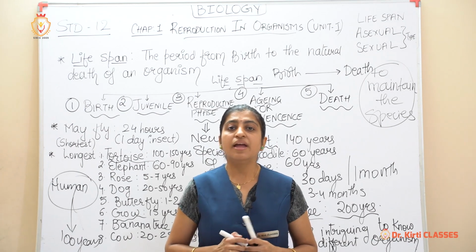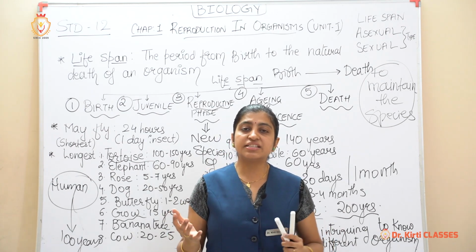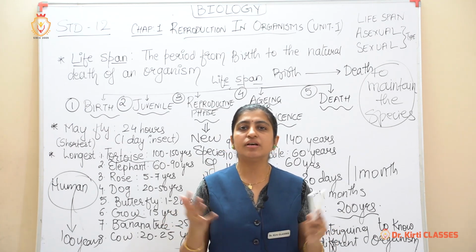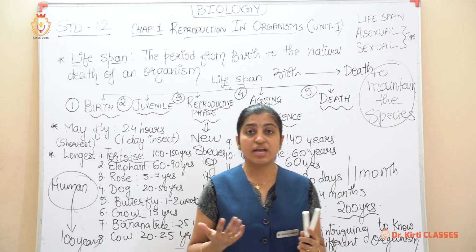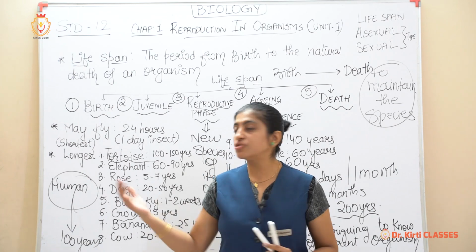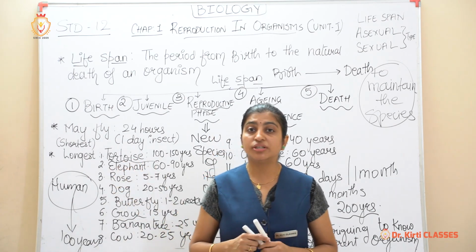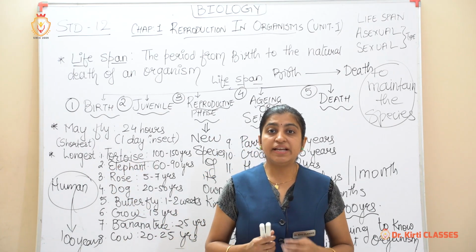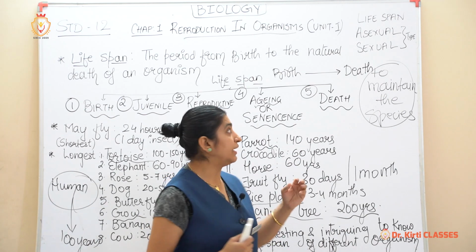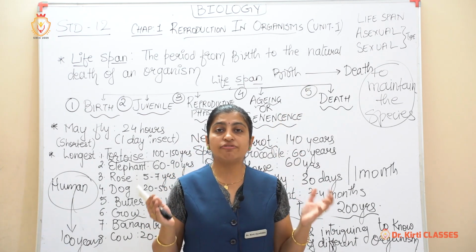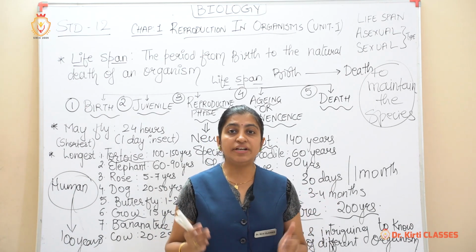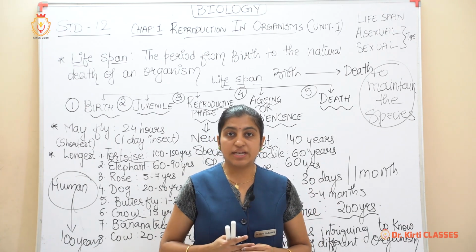So a human being may have 60 to 100 years. It depends on the stress, on the conditions of life which they are living. So again, these are all different types of lifespan. In the next session, we will see the importance of reproduction, what the two different types of reproduction are, their definitions and examples.